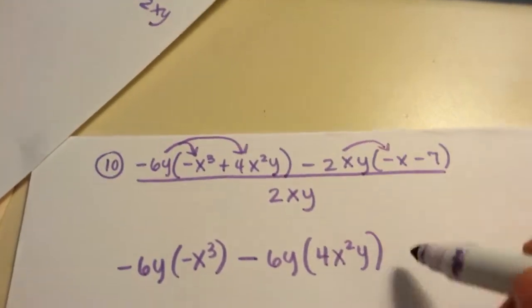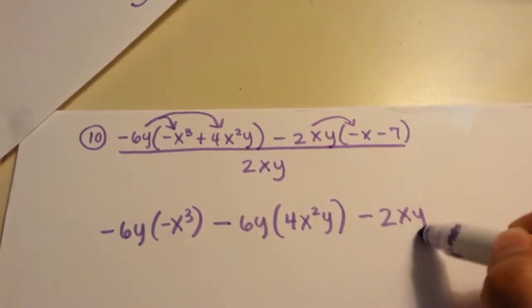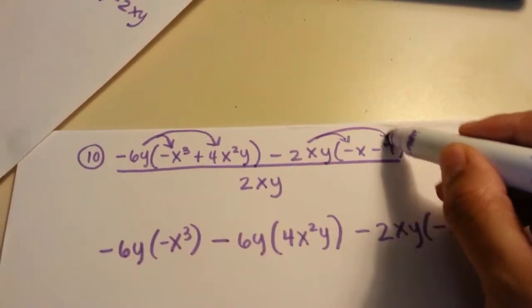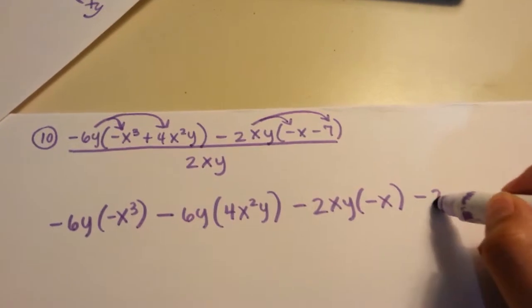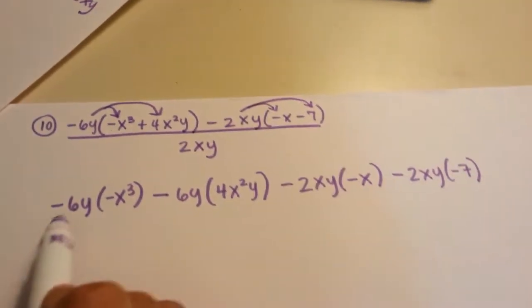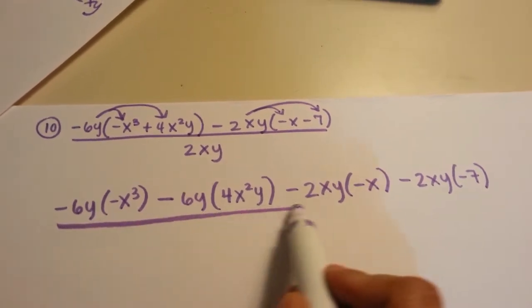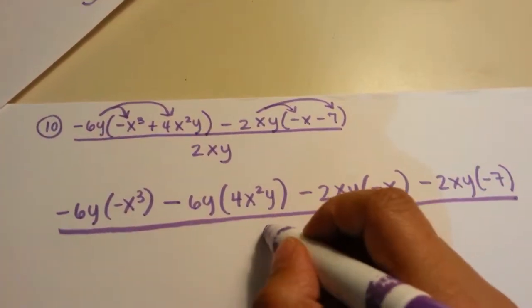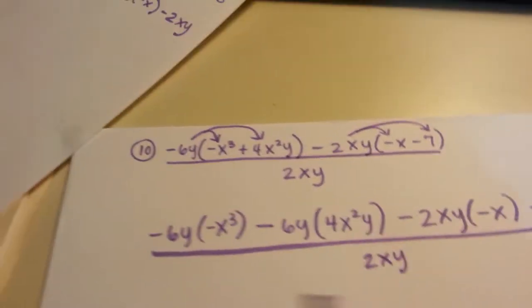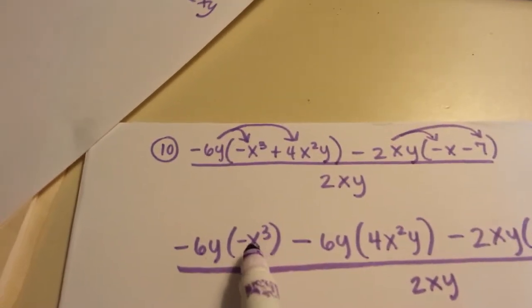And then we have this one, negative 2xy times the negative x, and then you distribute it into the negative 7. So negative 2xy times the negative 7. And then everything over 2xy. Alright, but you gotta do one at a time. What is this times this?